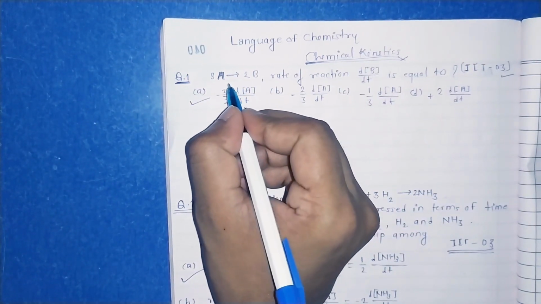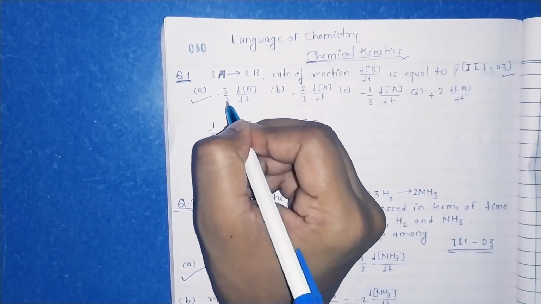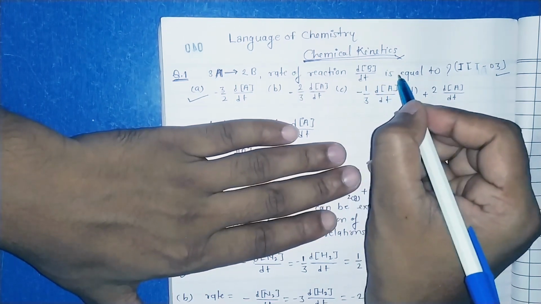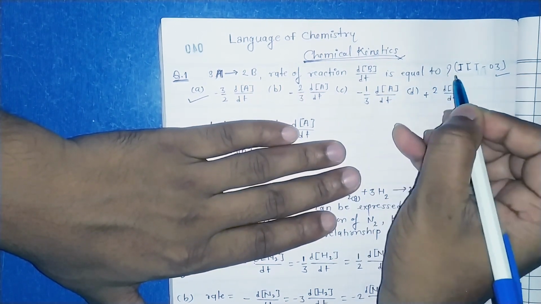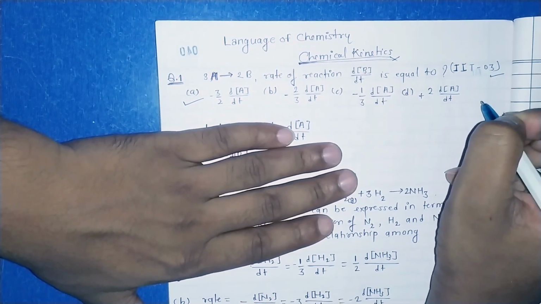The reaction is given: 3A gives 2B. The rate of reaction, dB by dt, is equal to what? Students, this question was asked in the IIT 2003 exam.